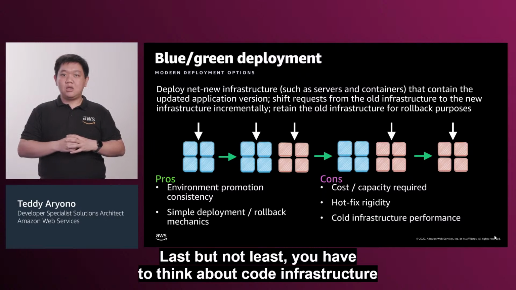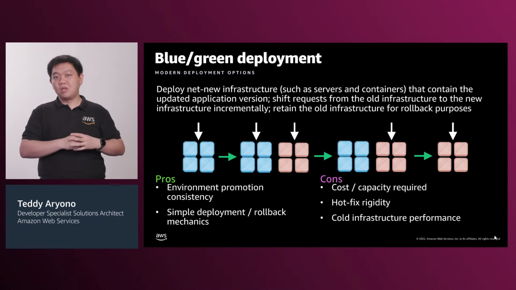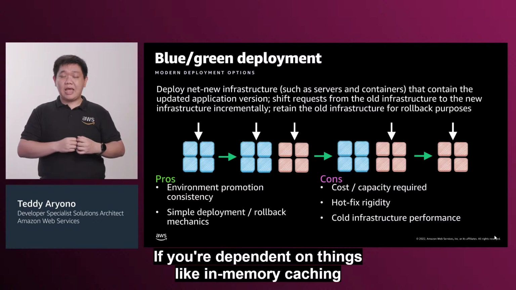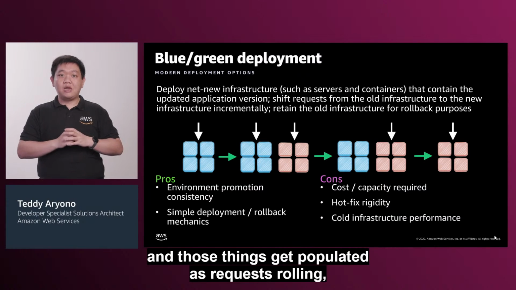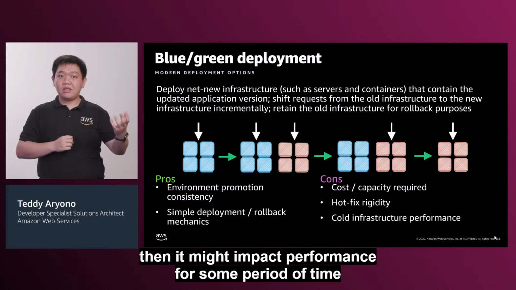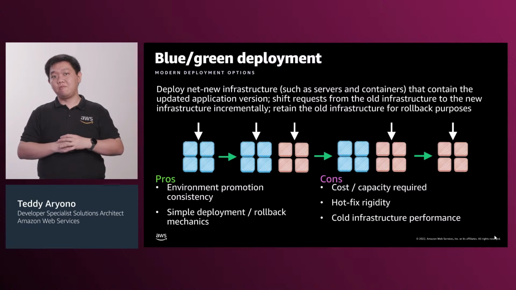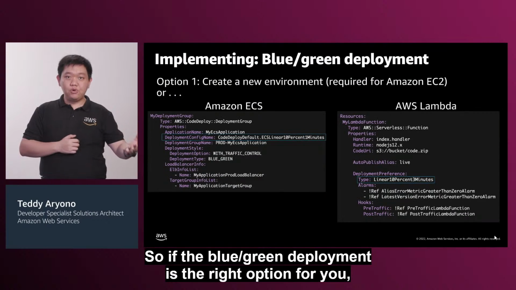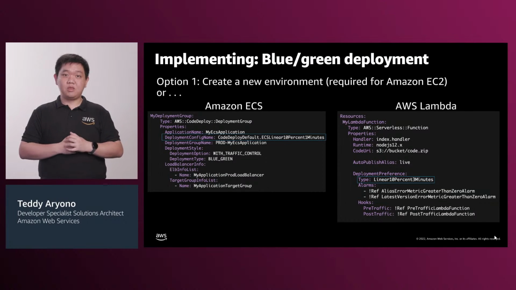Last but not least, you have to think about cold infrastructure when it receives requests. If you're dependent on things like in-memory caching or session state within your servers, and those things get populated as requests roll in, then it might impact performance for some period of time because the green version hasn't received any requests yet. So if blue-green deployment is the right option for you, how do you implement it?